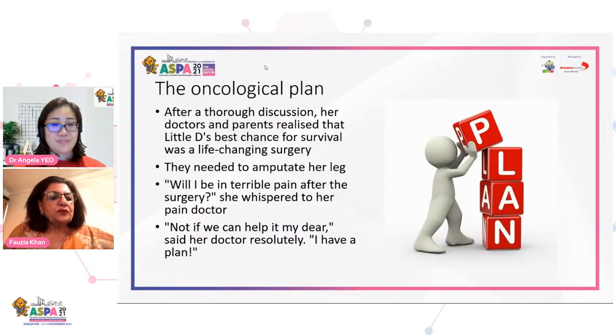So we move on to the oncological plan. After a thorough discussion, her doctors and parents realized that little D's best chance for survival was a life-changing surgery, and they needed to amputate her leg. "Will I be in terrible pain after the surgery?" she whispered to her pain doctor. "Not if I can help it, my dear," said her doctor resolutely. "I have a plan."